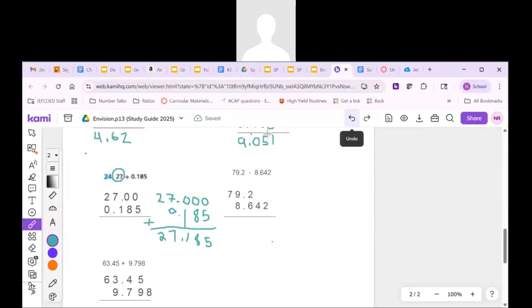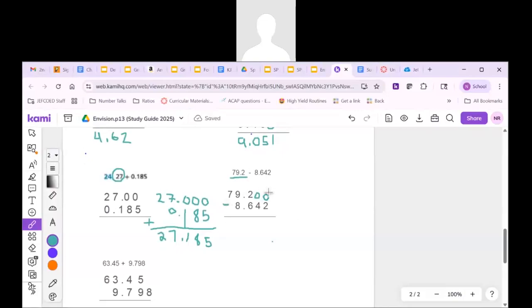All right. So here we have 79 and 2 tenths minus 8 and 642 thousandths. All right. So, of course, in subtraction, you remember that the first number must go on the top, right? That's what you're taking away from. Okay, so now I have these 2 blank places, so I want to make sure I fill them with a 0. Okay, and I am subtracting, so I'm going to put that subtraction sign in.